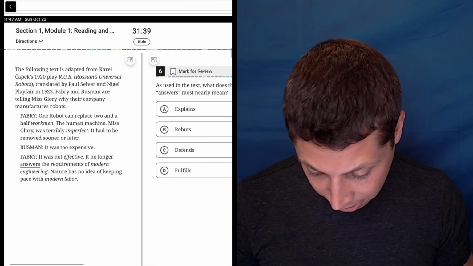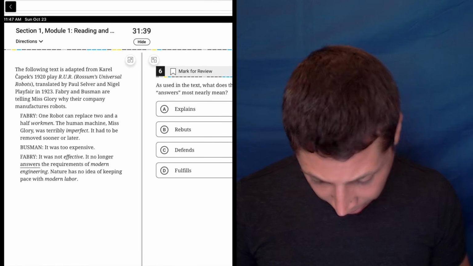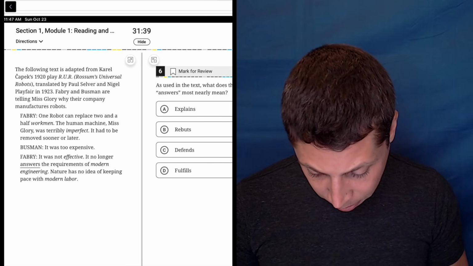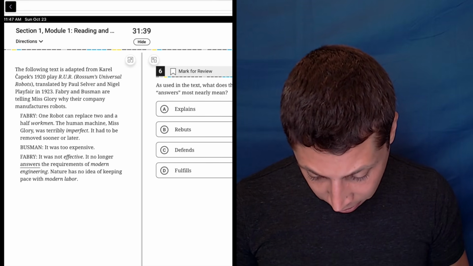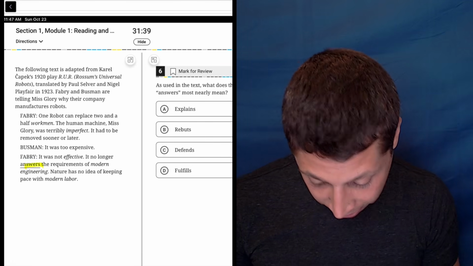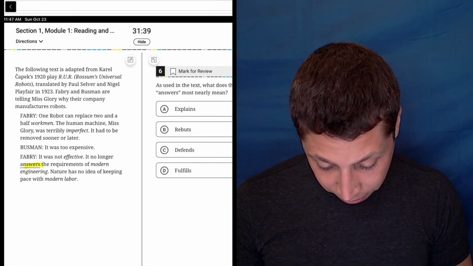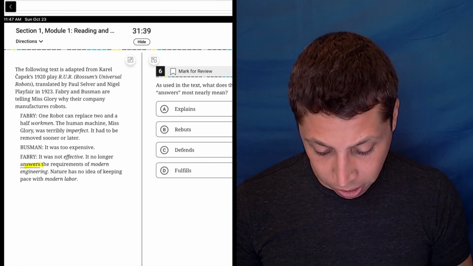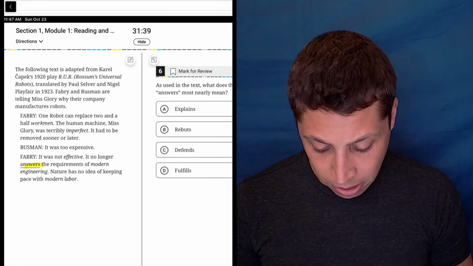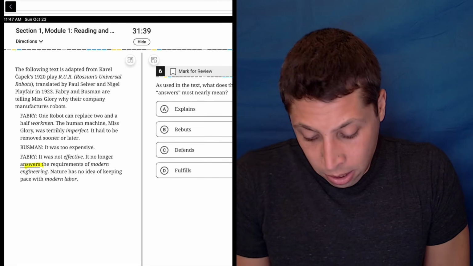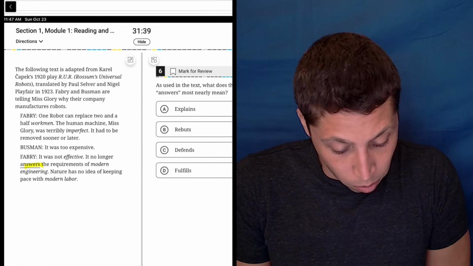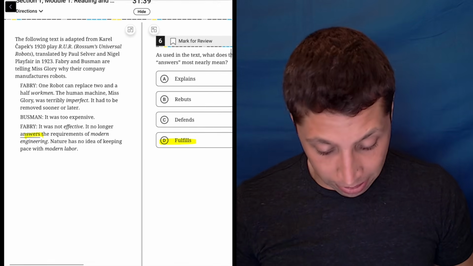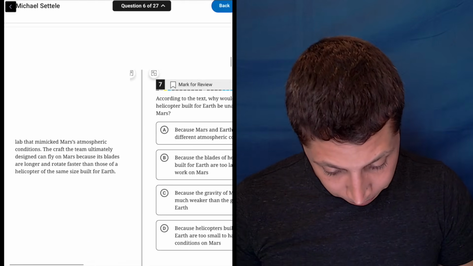Answers most nearly means. Okay. Answers. One workman is 2.5 workmen. Machine. Imperfect. It was too expensive. Oh, here it is. They underline it. It was not effective. It no longer answers the requirements of modern engineering. Nature has no idea of keeping pace with modern. So it no longer does or meets the requirements. Fulfills. Explains, rebuts, defends. Yeah, fulfills the requirements. That definitely is it.